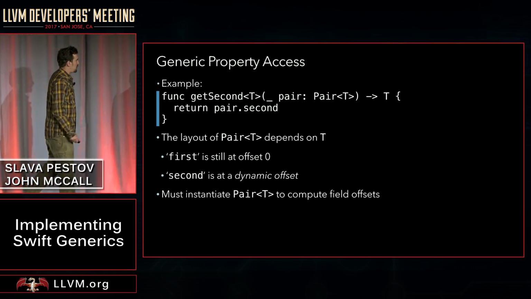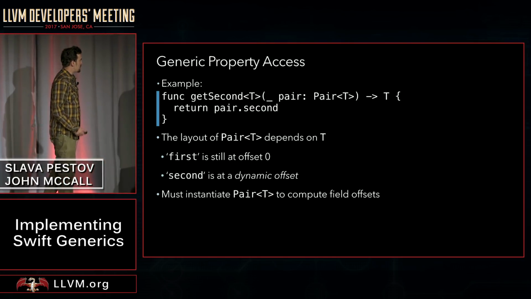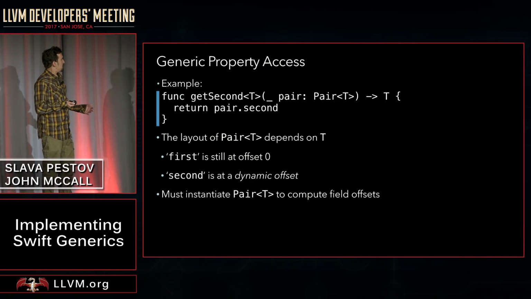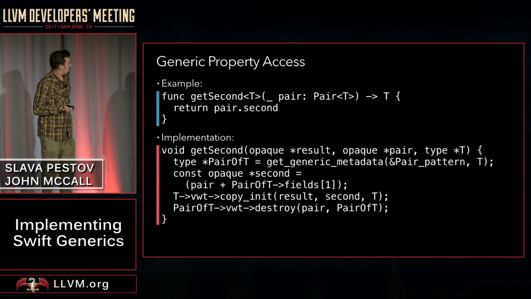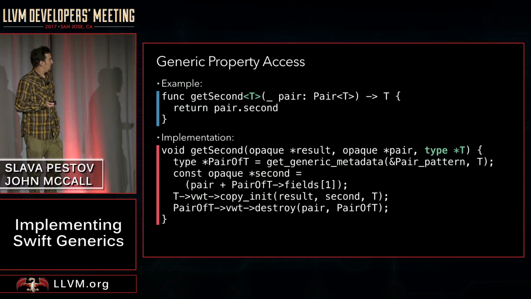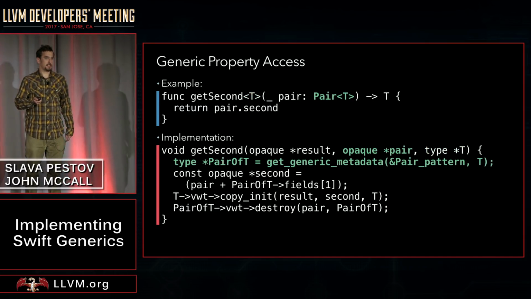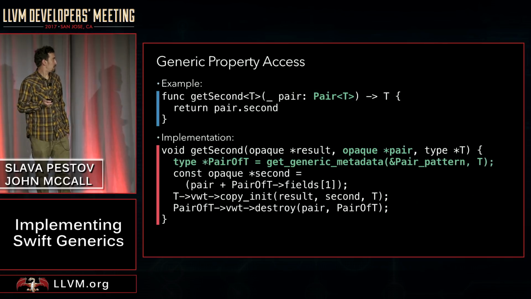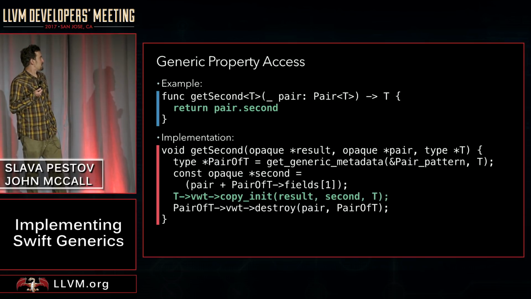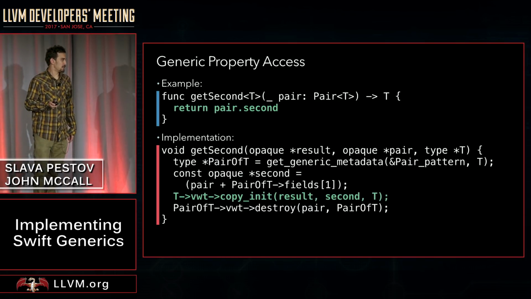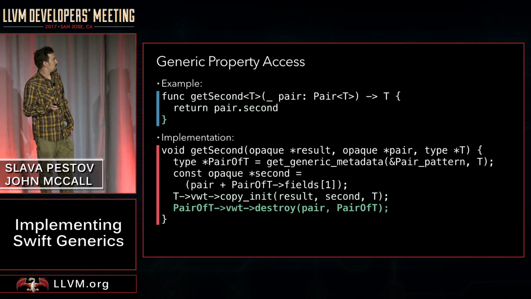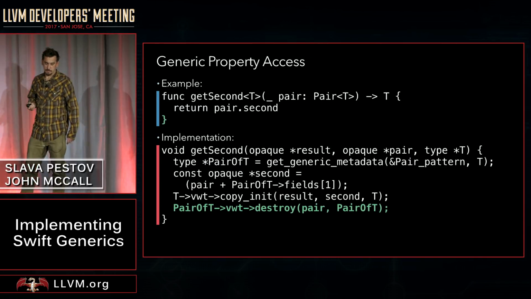OK, so let's look at an example of using a generic type. So here we have a function that projects the second value from a pair. And in the implementation, as before, we have our type metadata for type t, but we have an input parameter of type pair of t. So we have to instantiate the metadata for pair of t so that we can get that field offset. Then we use the value witness function for t to copy that field into the result buffer. And then we use the value witness function for pair of t to destroy the input value because we're consuming it.